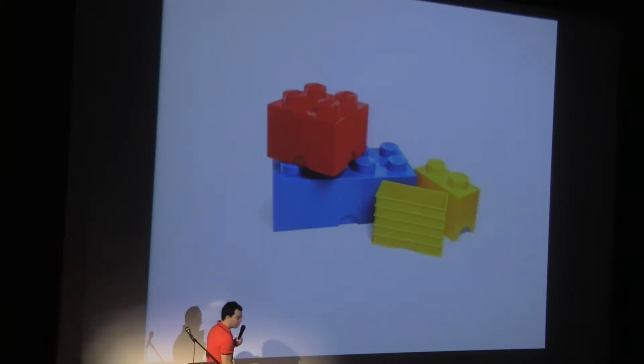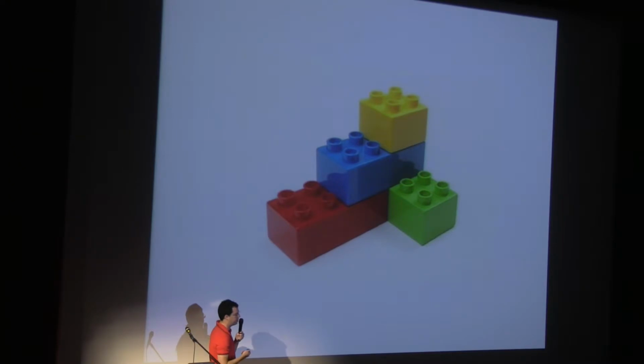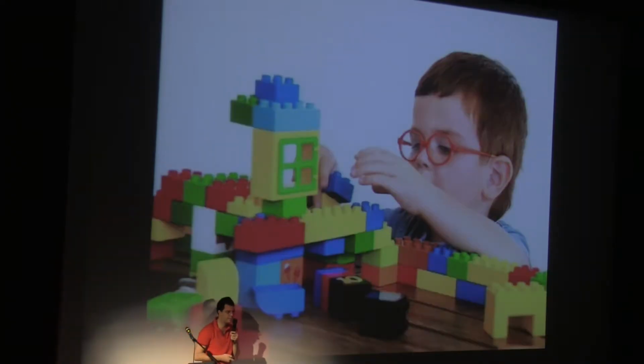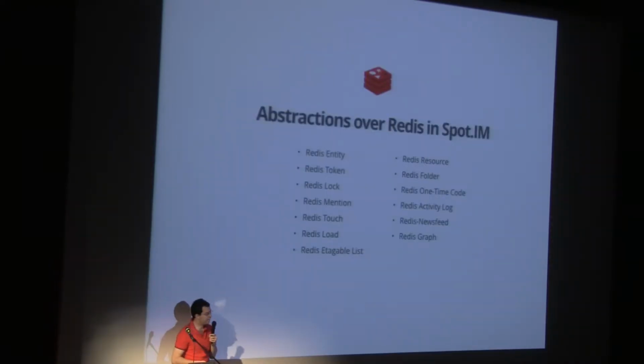And okay, we have our primary bricks, which enable us to create abstractions in our software, which help us to build our software, okay? So we have bricks, which help us create abstractions, upon which we build the software. Now, in Spot.im, we have developed internally in-house many abstractions over Redis. I will mention some of them briefly.